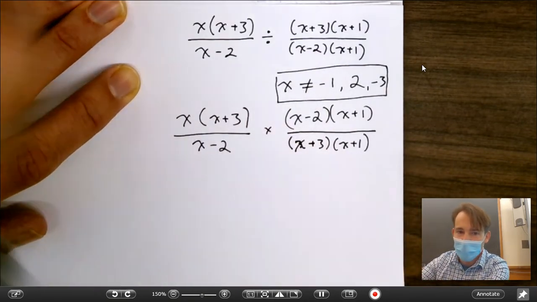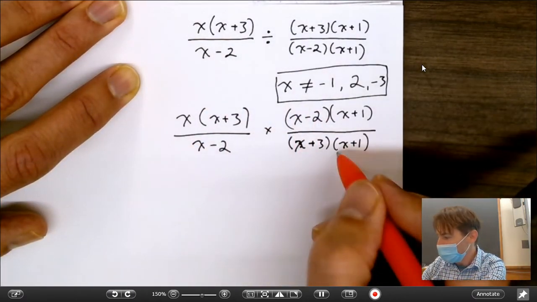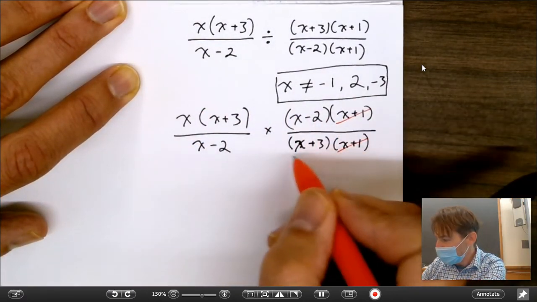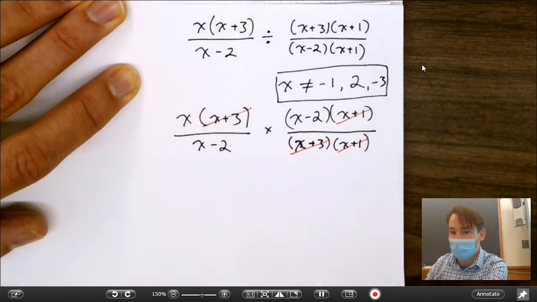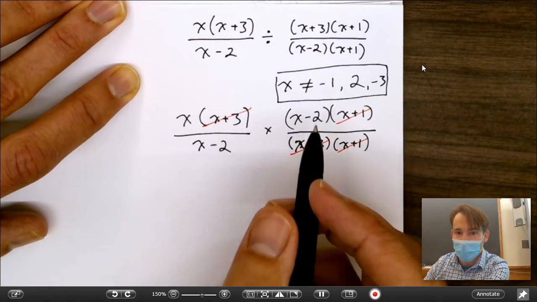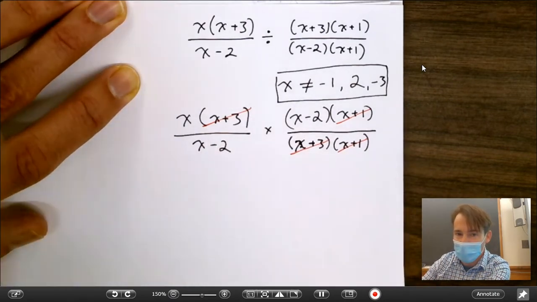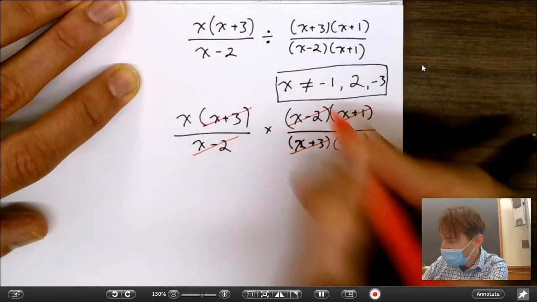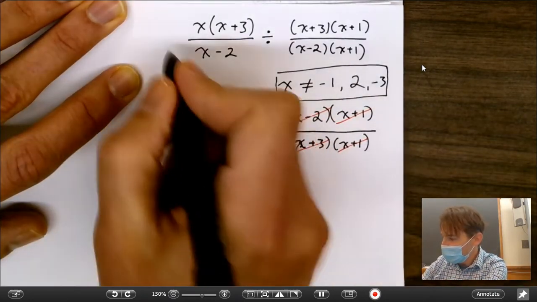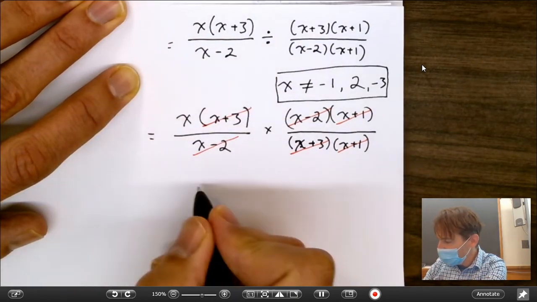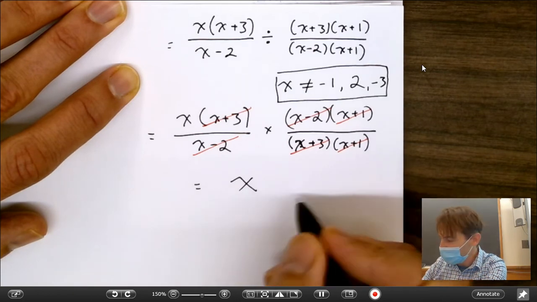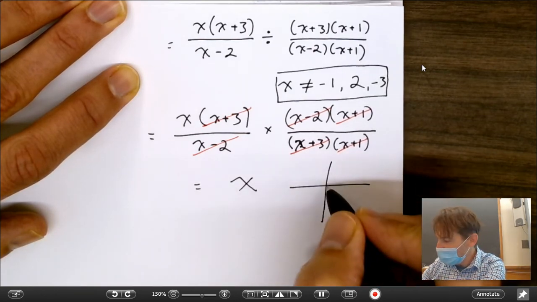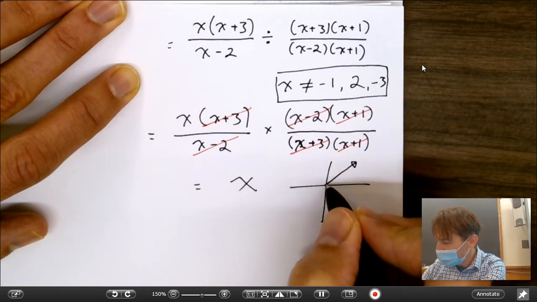So multiplying, well, first let's cancel some factors. So this one cancels that one. This x plus 1 cancels that x plus 1. Okay, and we have x minus 2, x minus 2. Those cancel as well. This is just equal to, what is it equal to? X. Yeah, so this is now a line, y equals x, okay?